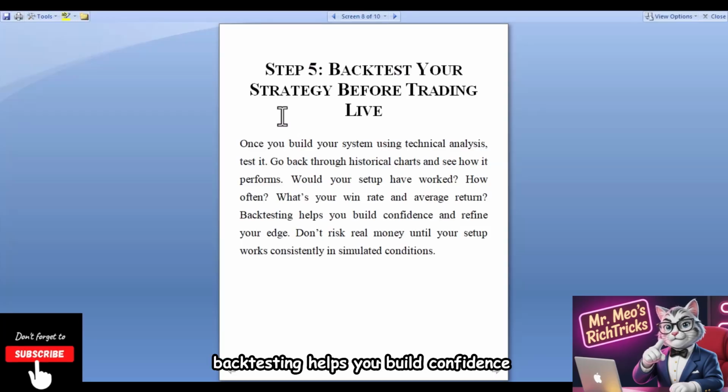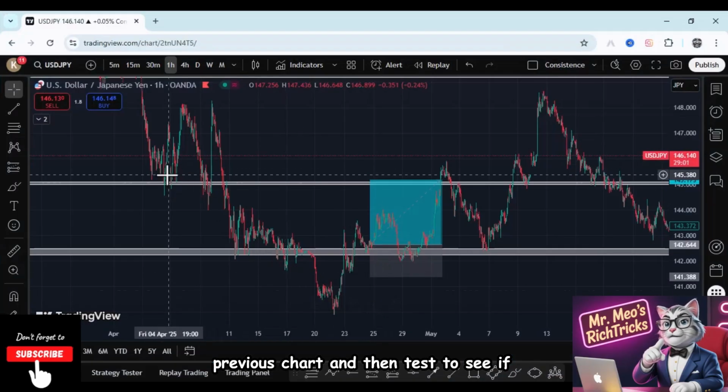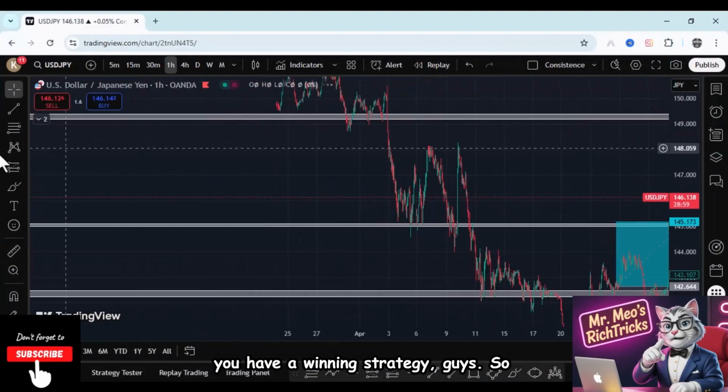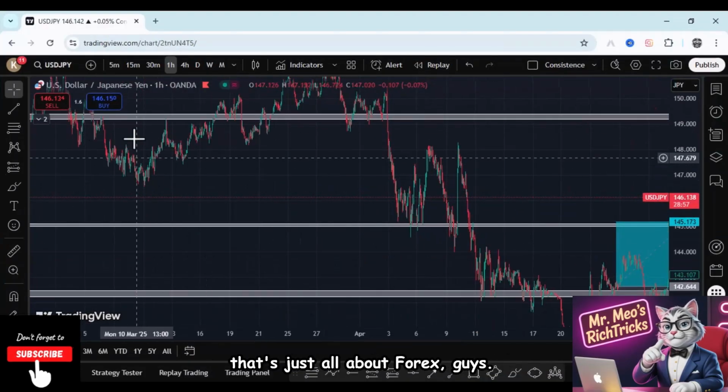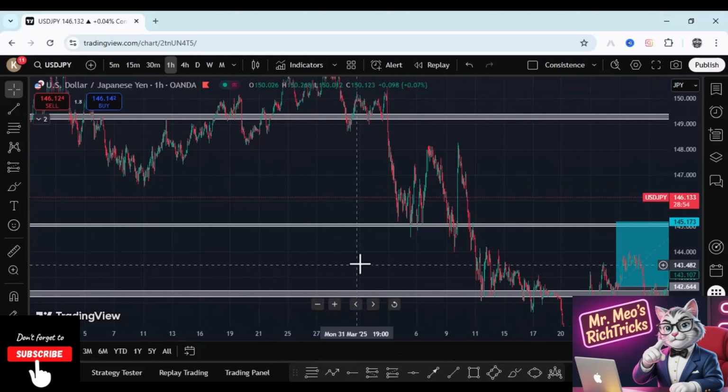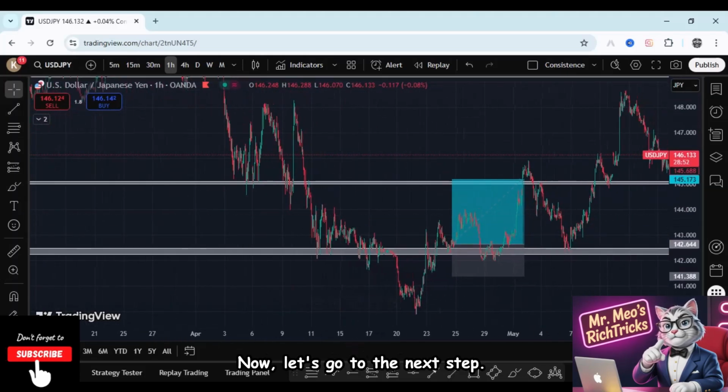So, backtesting helps you build confidence and refine your edge. So don't risk real money until your setup works consistently in simulated conditions. What you need to do is backtest, draw the previous chart and then test to see if you have a winning strategy, guys. So that's just all about Forex, guys. Now, let's go to the next step.